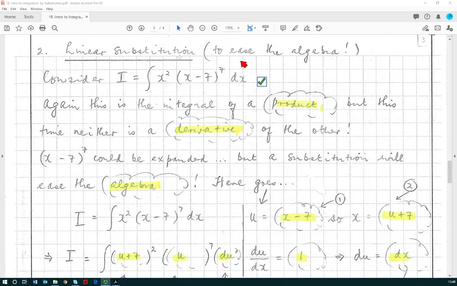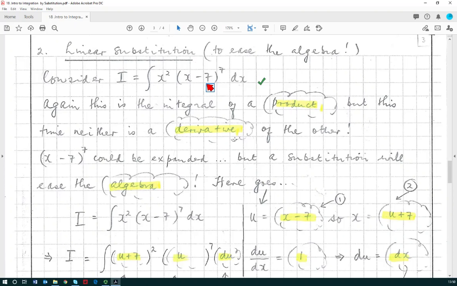Right, so we have quite a few integrations by substitution. Look at this next one. Again, it's the integral of a product, x squared times (x minus 1) to the 7. But this time, neither of them is the derivative of the other, so it's not the chain rule backwards. It's just an ease-the-algebra type question. Now, you can multiply this bracket out 7 times if you want, but I don't think that's going to be a very easy way of doing it. You could do that or use the binomial theorem.